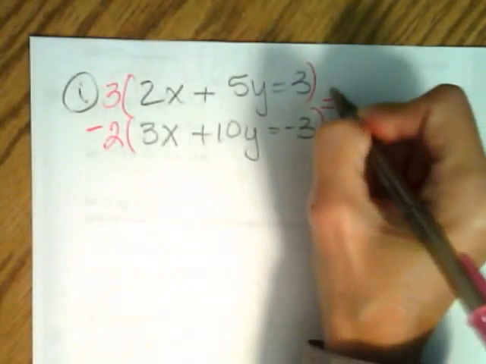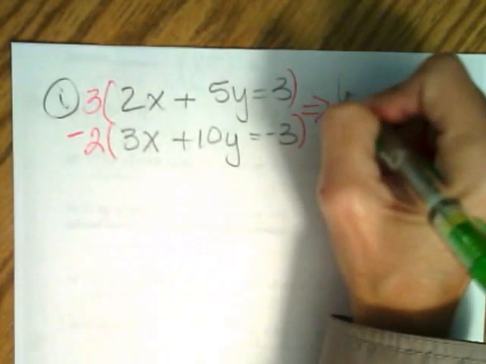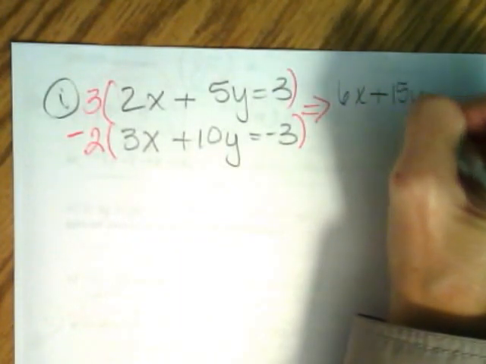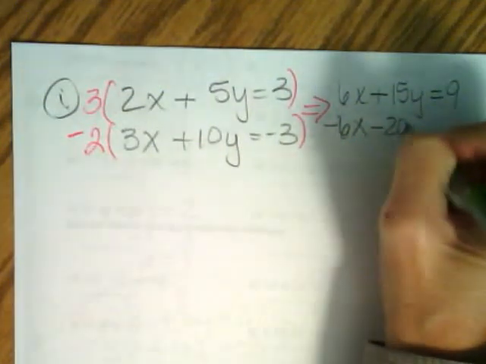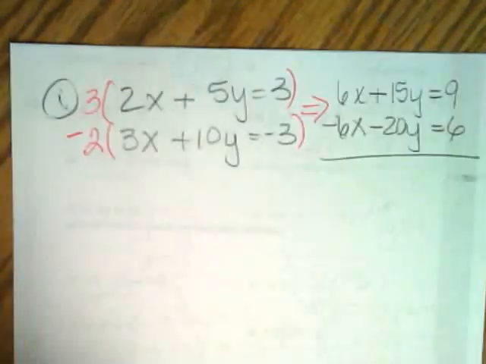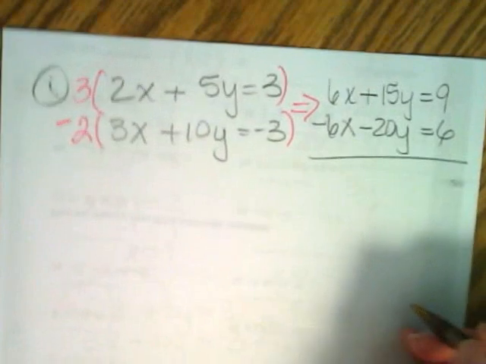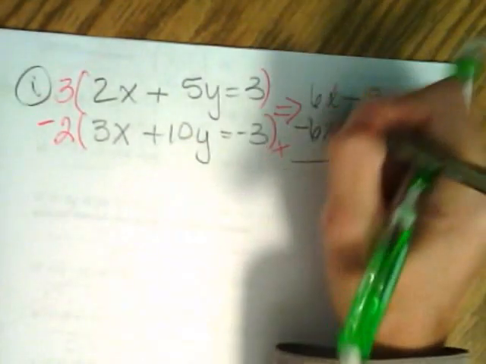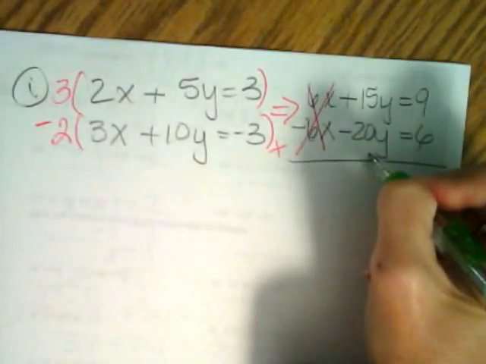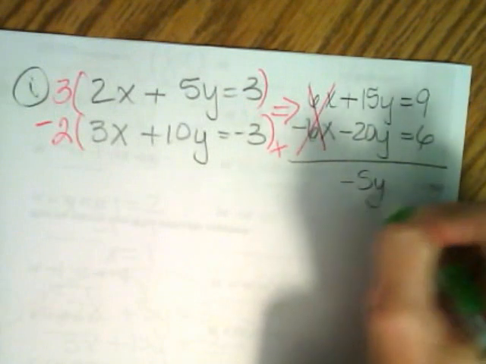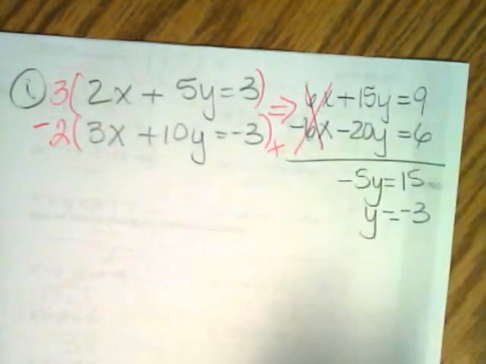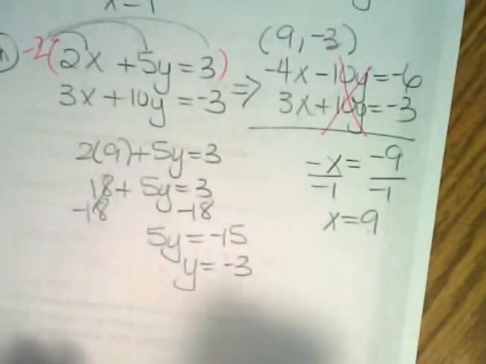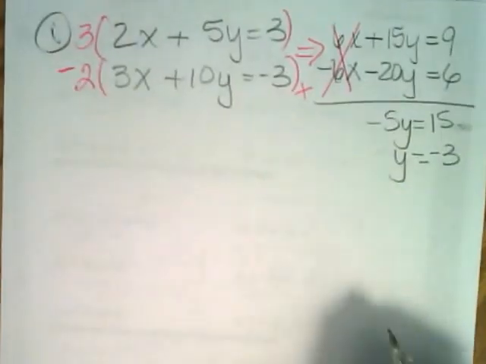So now, rewrite them. And now you have a variable that you can eliminate. So we're adding and they go away. So when I add this, I get negative 5y is equal to 15. y is negative 3. Verify, is that what we found? Yes, we did. So obviously we did it right.